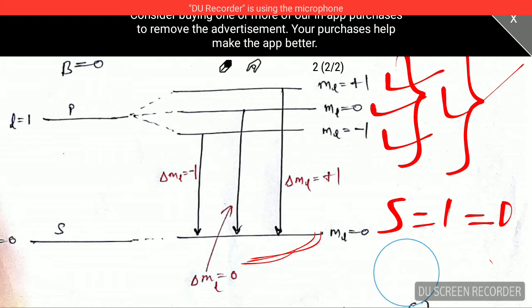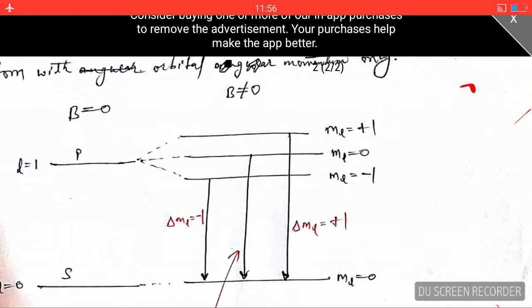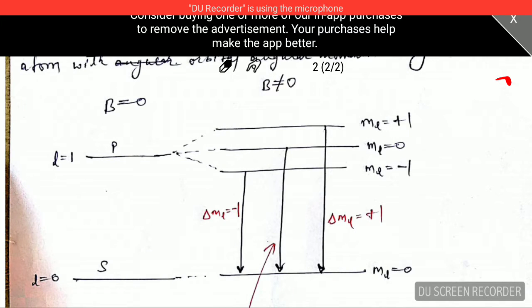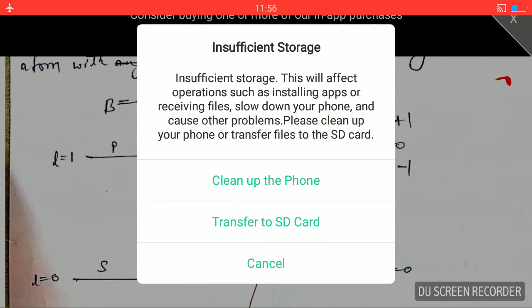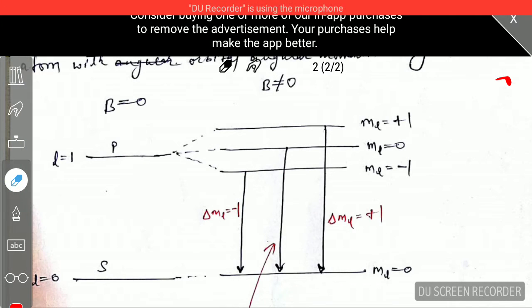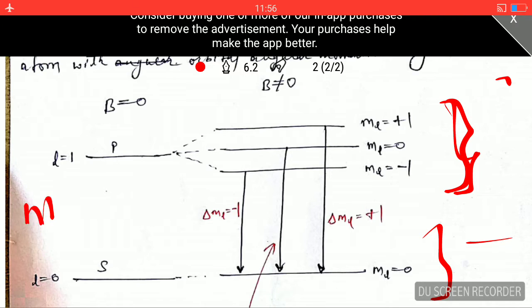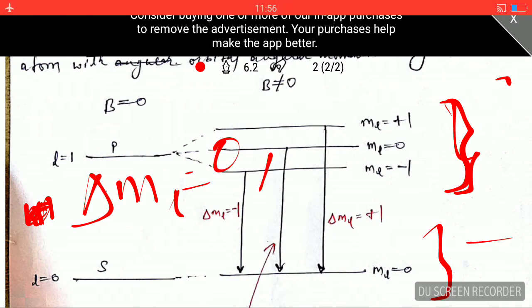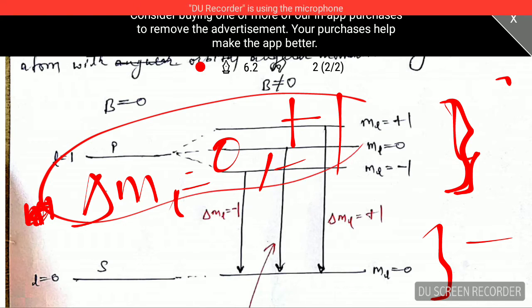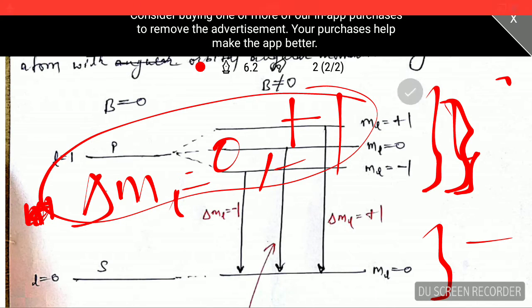Now atoms can make transitions between these levels. An atom can make a transition from this level to this level. Let's see how it makes the transition between these two levels. It is governed by the selection rule, that is, we all know that delta m_l by selection rule should be equal to 0 or plus minus 1. If this condition is satisfied, then the atom can make the transition from this level to this level.